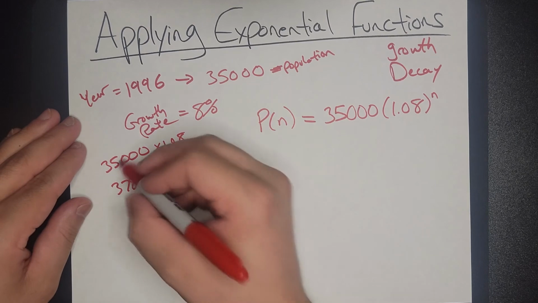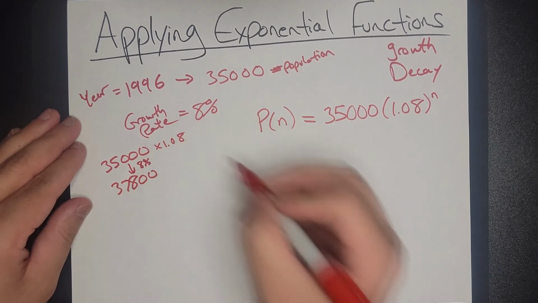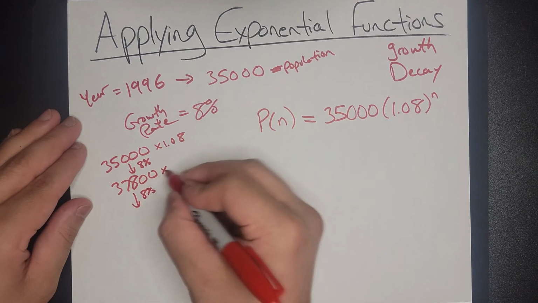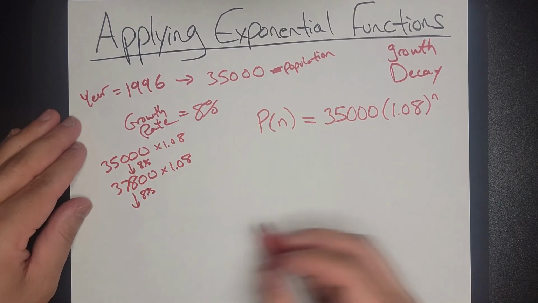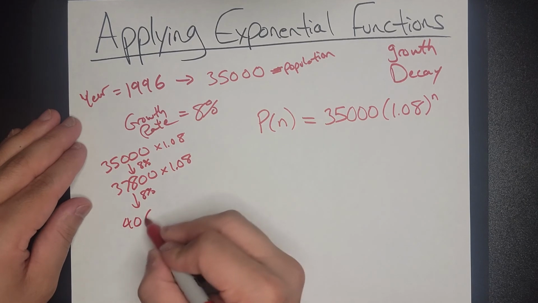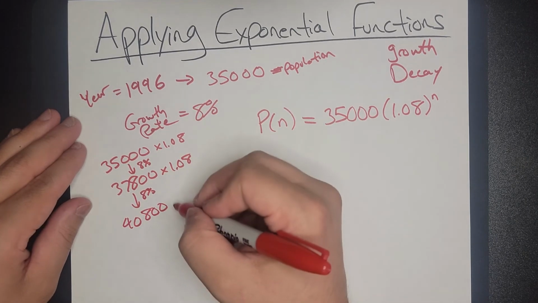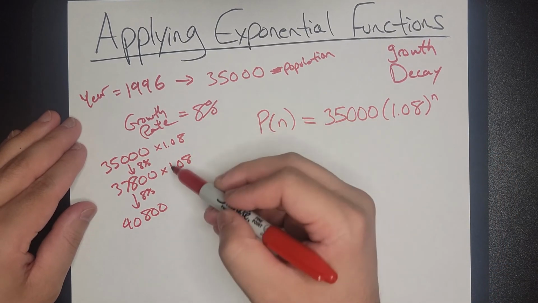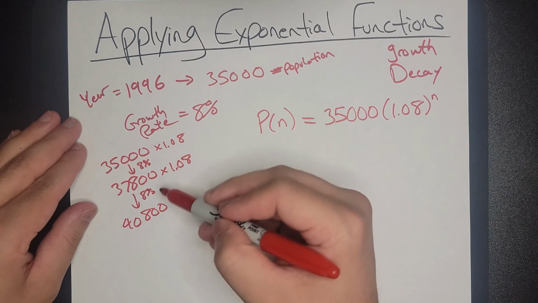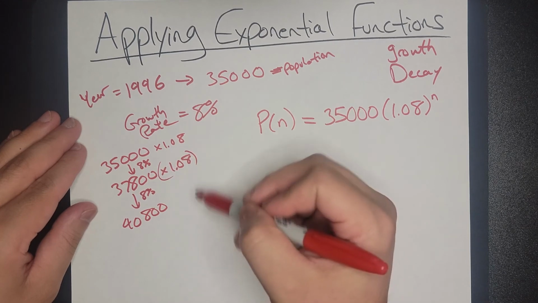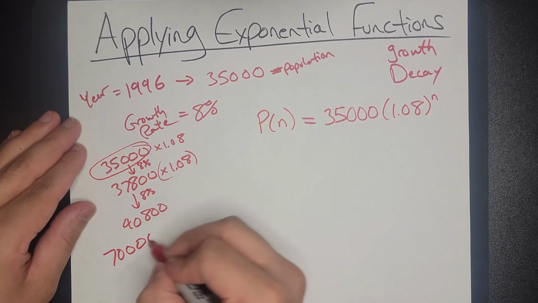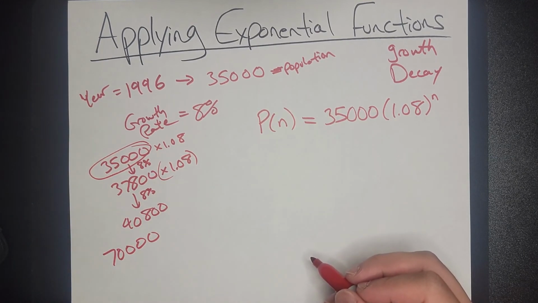That's an 8% increase. And for it to go up again by 8%, you have to multiply it by 1.08 again, and you'll get 40,800. So now the question is, how many times is it going to take? How many times do I have to multiply this for this value to double to 70,000? Right? So, let's see.